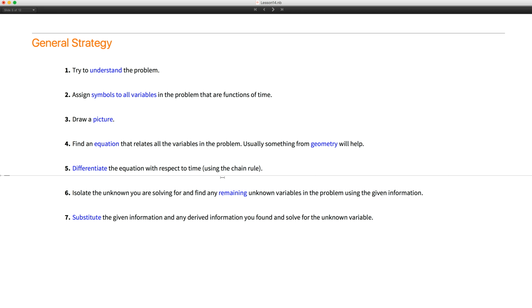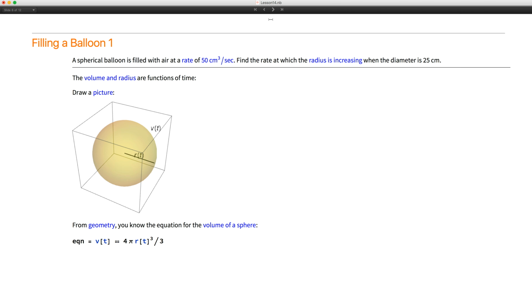Now, you may already know a few variables, but you need to find any remaining unknown variables before you can proceed. Once you've done that, you substitute all the information you found and solve for the true unknown quantity in the problem. That's the general strategy for this lesson, and let's try to apply it to a few more problems.